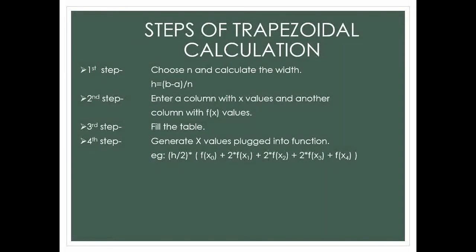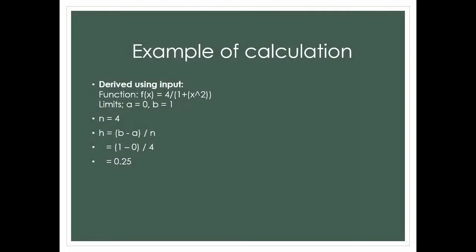For example, h over 2 multiplied by fx0 plus 2fx1 plus 2fx2 plus 2fx3 plus fx4. As you can see, the pattern for this function is 1, 2, 2, 2, 1. This is an example of the calculation using the trapezoidal rule.